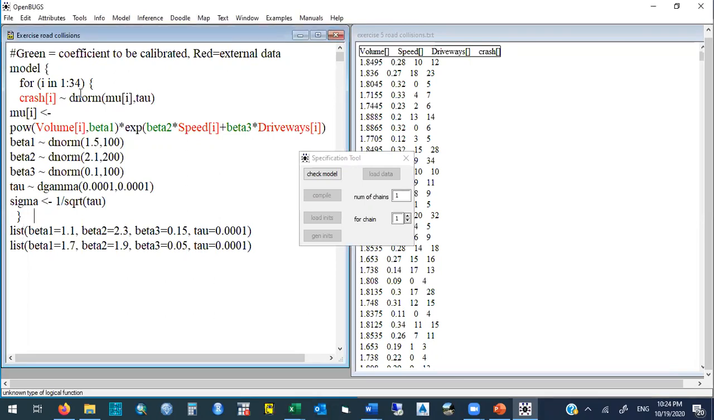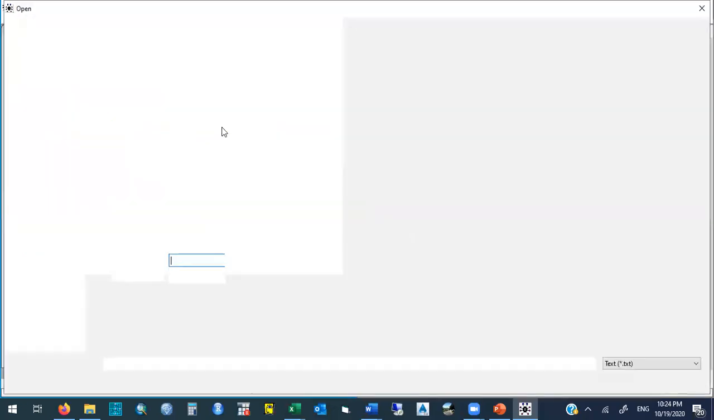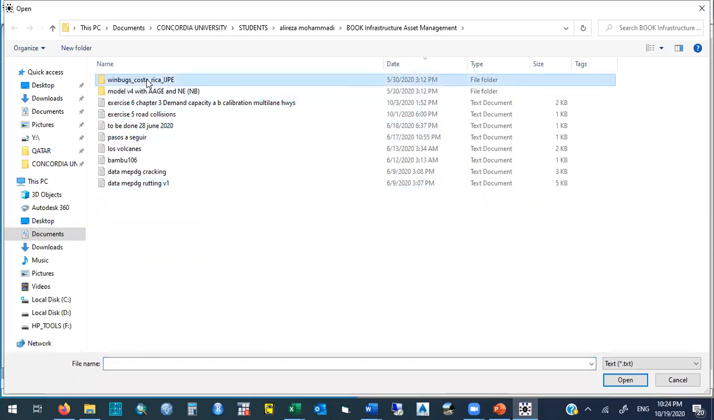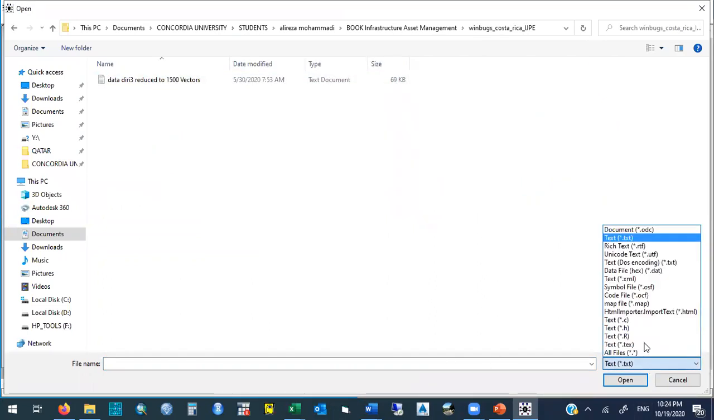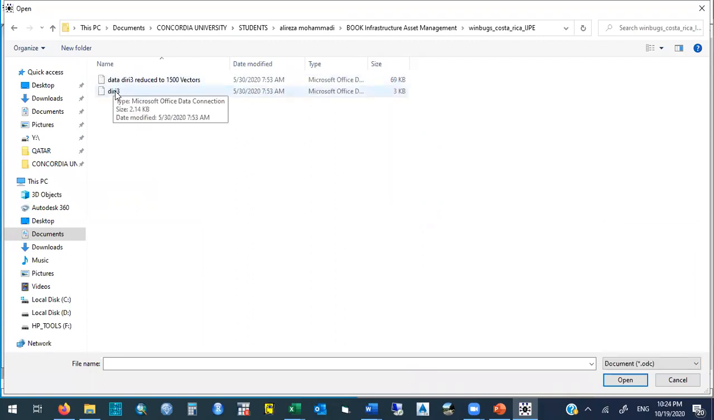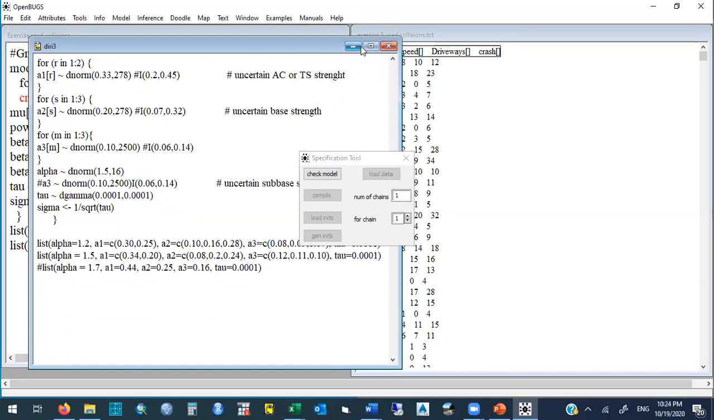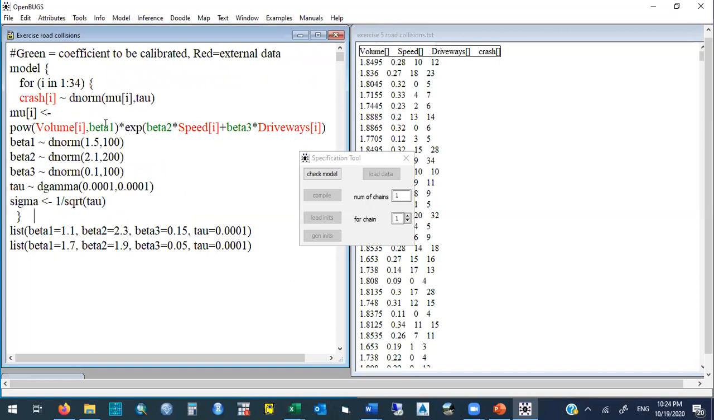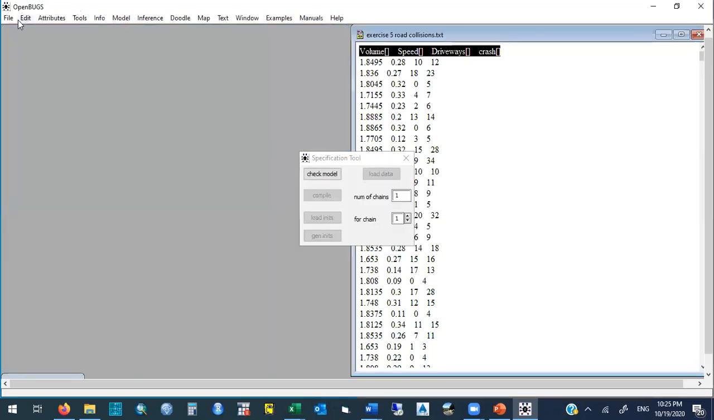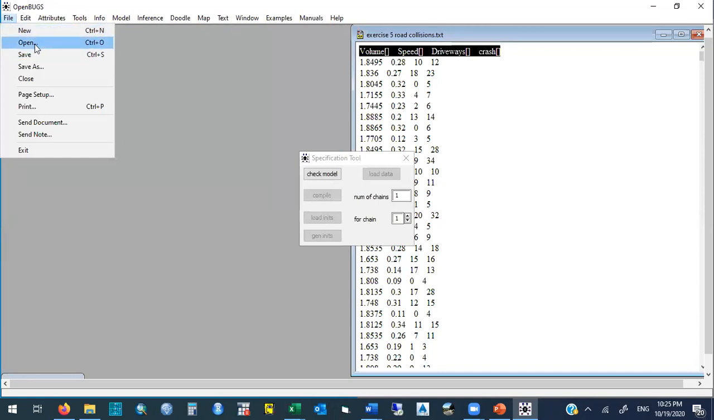Yeah, I think I'm missing a parenthesis here. Just give me a second. Sorry, I'm just gonna reopen it because when I was doing that, I deleted something.